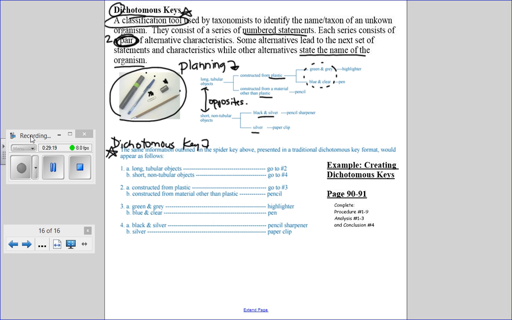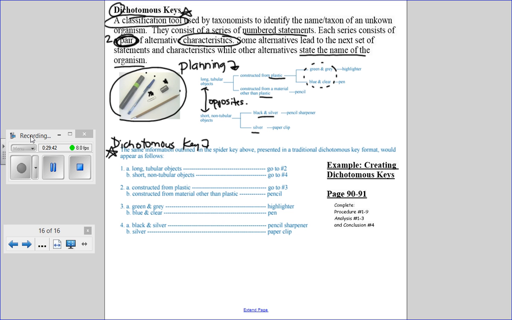There's always the potential that we would add to our dichotomous key. So remember that there's not necessarily one correct and one incorrect way of making a dichotomous key. It's always based on characteristics of the organisms or the objects that you're trying to classify, and legitimate distinctions where I can make groups of 2.